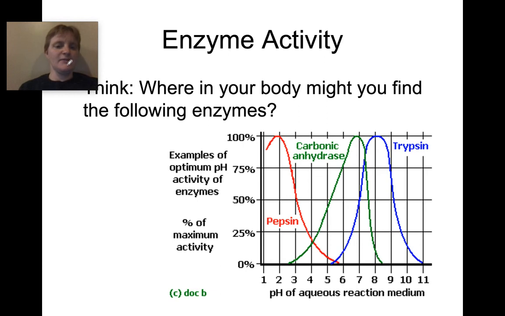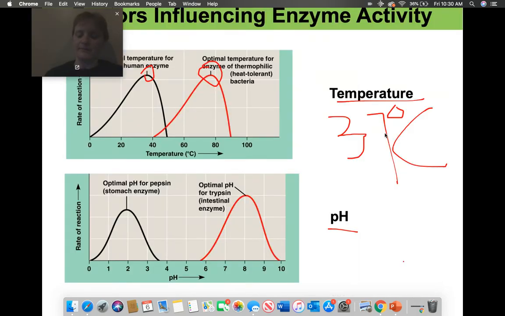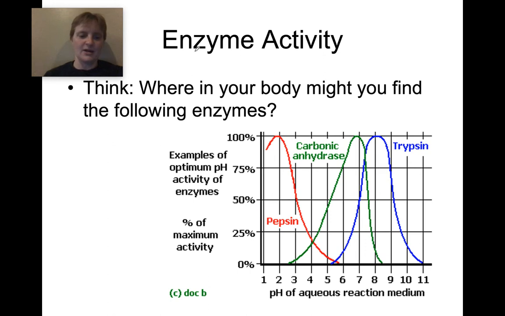Okay, so I want you to think where in your body you might find the following enzymes. So here's pepsin, here's carbonic anhydrase, and here is trypsin. So I want you to think, based on what we talked about here, where do you think we find pepsin in our bodies?